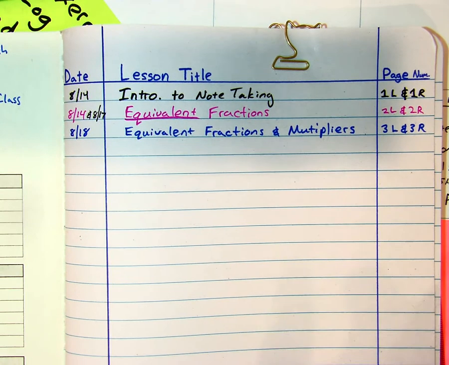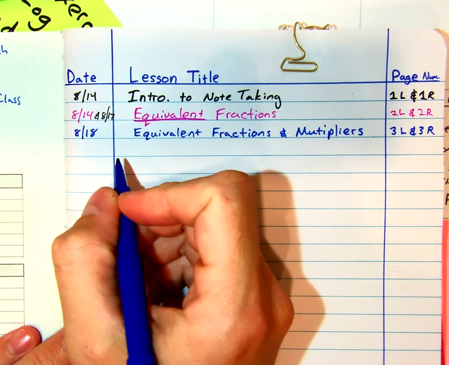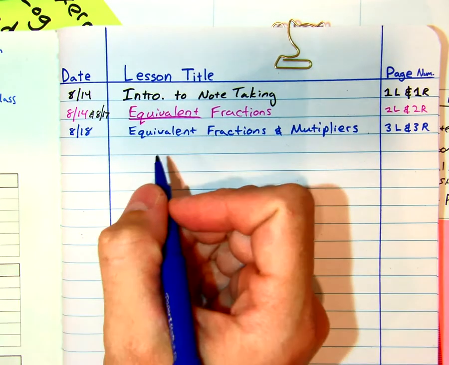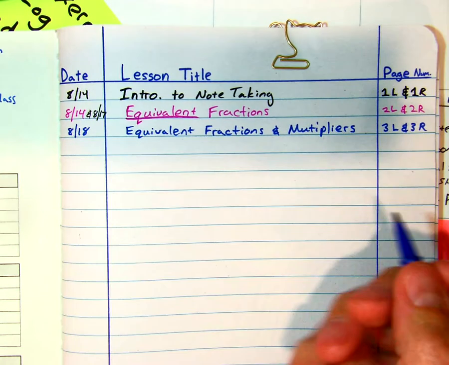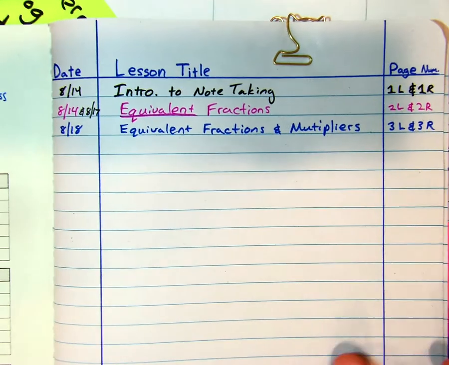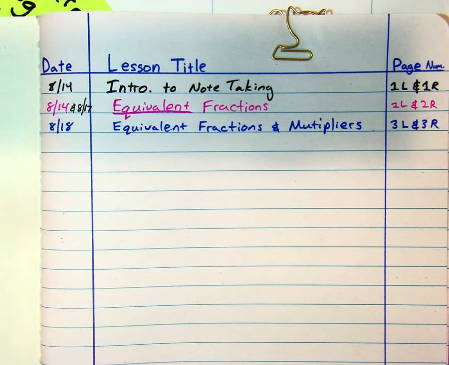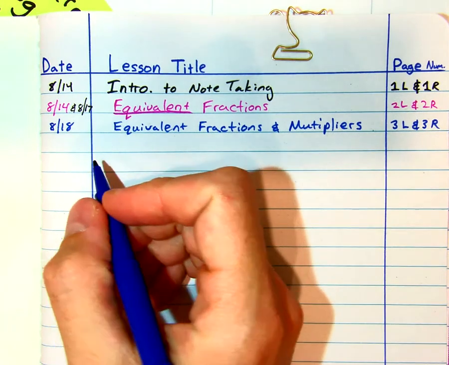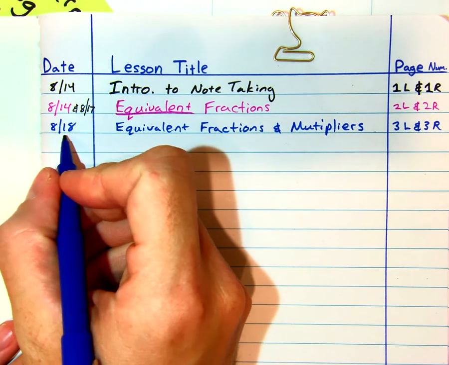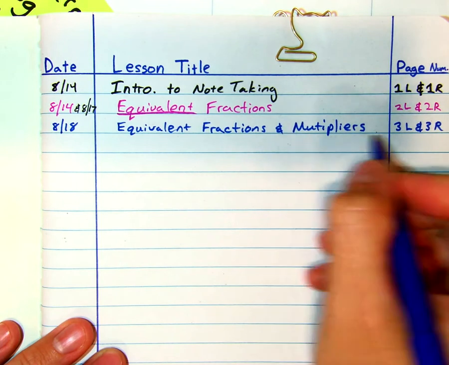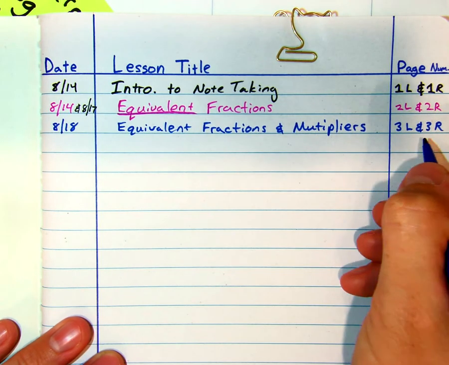Welcome back, mathematicians. Today I have a quick set of notes for you, and the title today is Equivalent Fractions and Multipliers. So that's the buzzword today, multiplier. Take a moment and put this into your table of contents. We've got our date, our title, Equivalent Fractions and Multipliers, and we are on 3 left and 3 right.